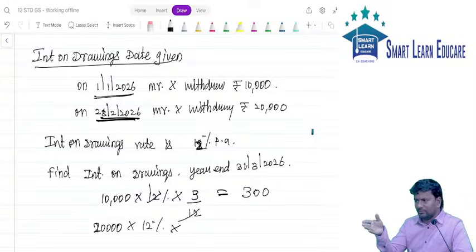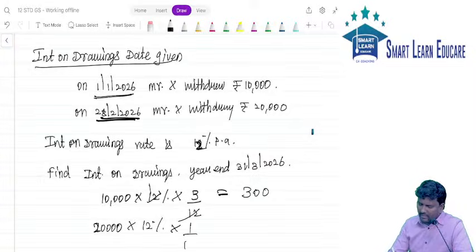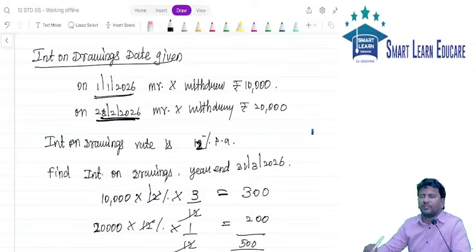28th February. So February is over. You should not include February. We have only 1 month, March. So 1/12, so 12 gets cancelled. 1%. 20,000 into 1% is 200. So what is the interest on drawings? It is 500. That's all.